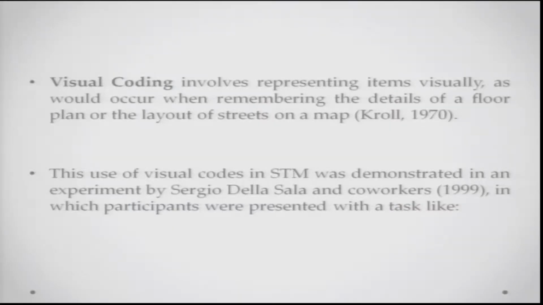Now, it is not that we do not encode information in a visual manner. We also do encode items and information visually, and visual encoding basically involves representing items visually, as would occur if you are trying to remember the details of a floor plan or a blueprint of a particular building, or the layout of streets on a map. If you are dealing with specifically visual information that is not really easily encoded verbally, you will use it visually as well.